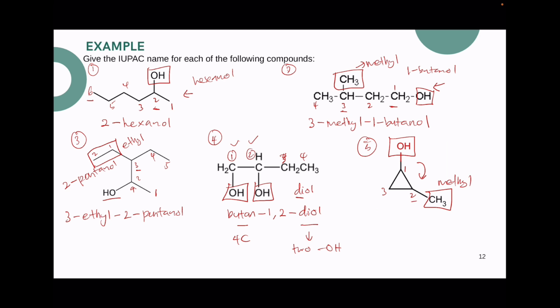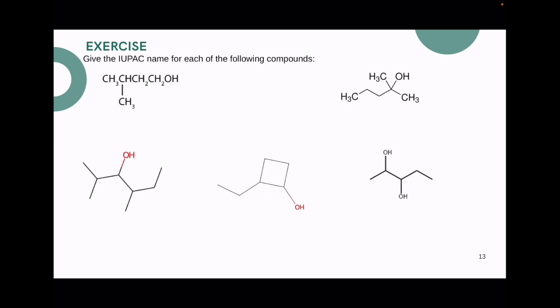So you can name this compound as 2-methyl, and then cyclo. Since there are 3 carbons, it is cyclopropanol. Alright, so this is how to name the compound. For the next one, you need to do the exercise later. I will ask for the name of each alcohol compound.